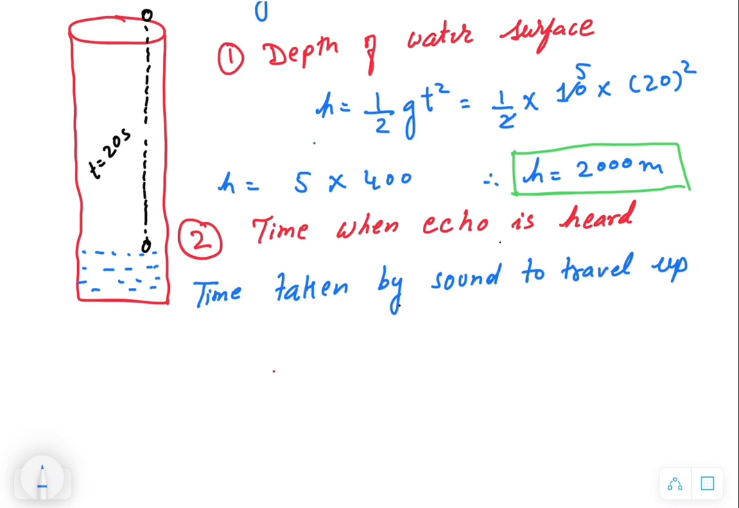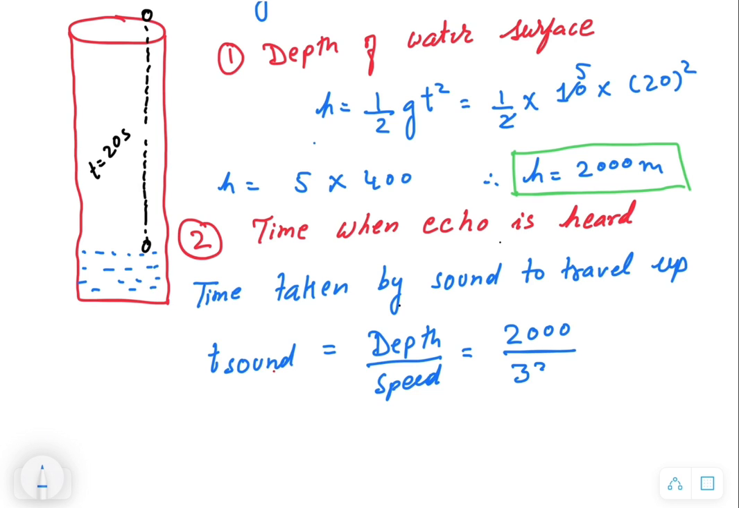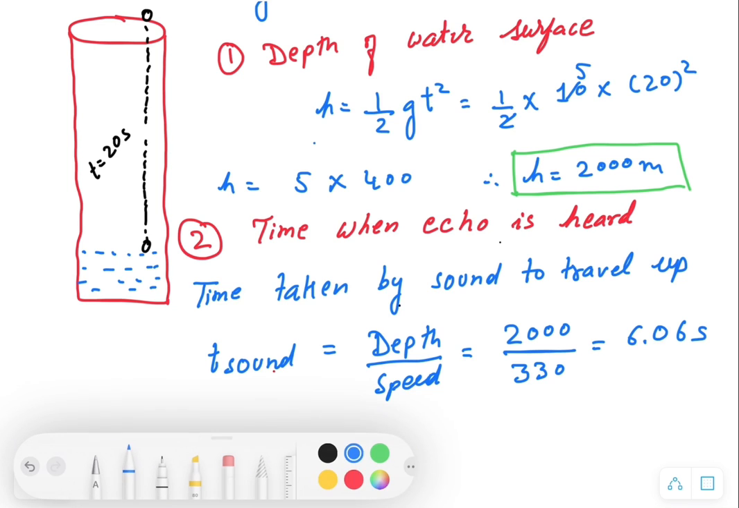This would be t sound equal to depth of well. We have calculated depth of water surface, 2000 meters, divided by the speed of the sound. So 2000 meters divided by speed 330 meters per second. So this would be approximately 6.06 seconds.